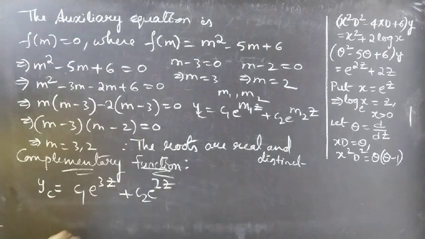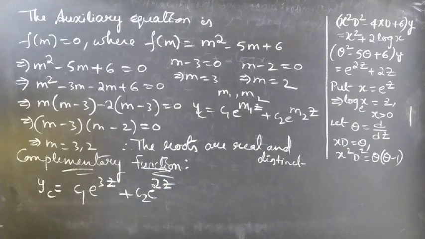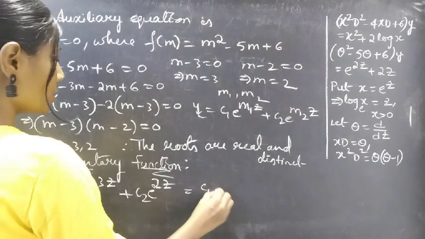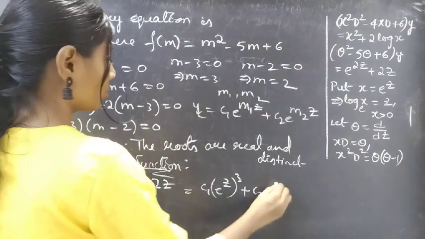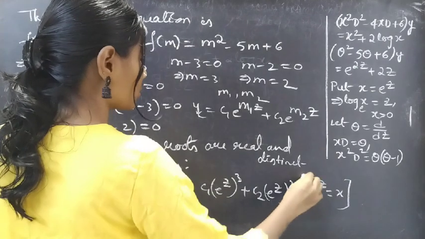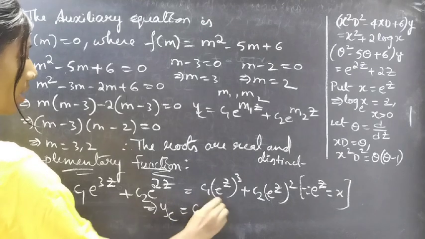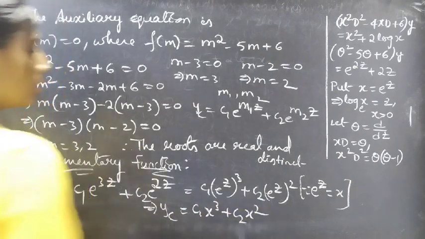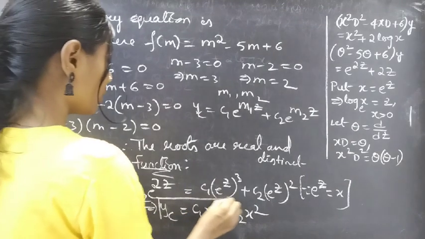Now we have yc in terms of z, but we need to write it in terms of x. For that purpose, we'll write e^(3z) as (e^z)³ and e^(2z) as (e^z)². This becomes c1 (e^z)³ + c2 (e^z)². Now just replace e^z by x. Then yc becomes c1 x³ + c2 x². So this is our required yc. We got yc, now let's find yp.